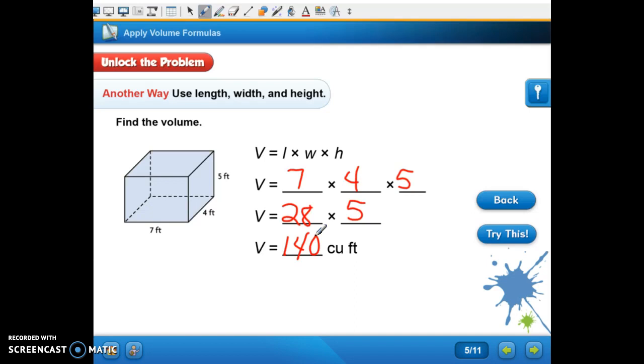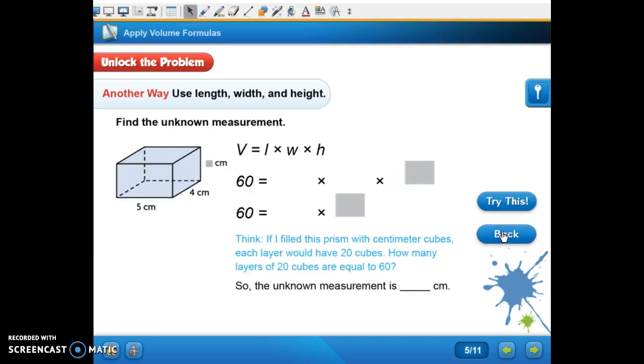Okay, let's try the next one. This should be box B. Length times width times height. Why do you think they're telling you that so much? So you can get it into your brain. Now they told us the volume. And they give us the length, so we're going to plug that in here. And they give us the width, which is 4. And we've got to figure out what that is.